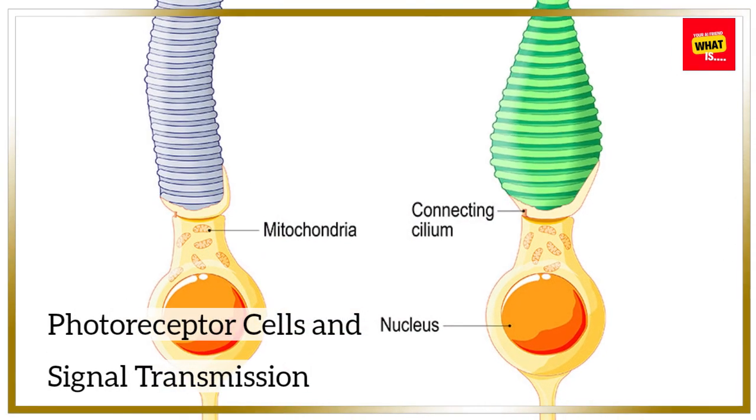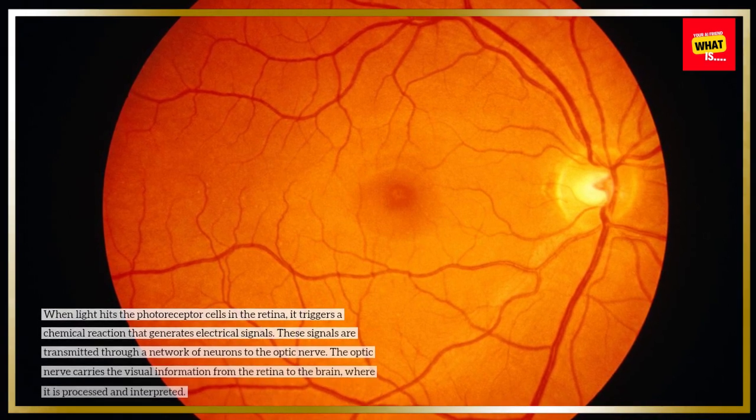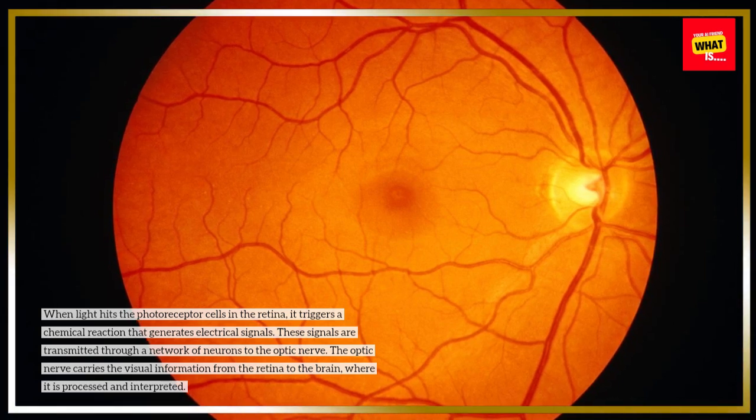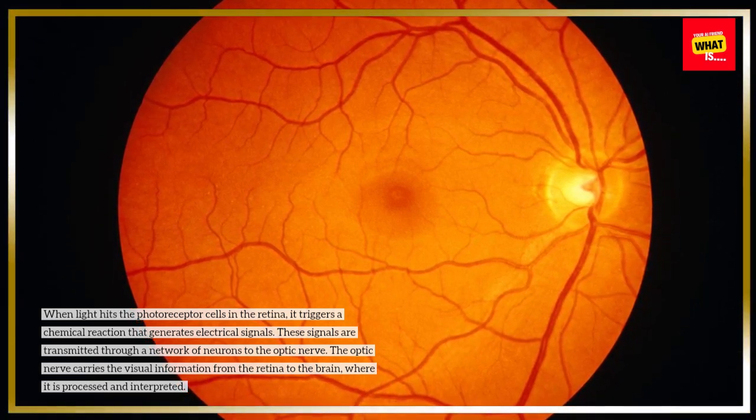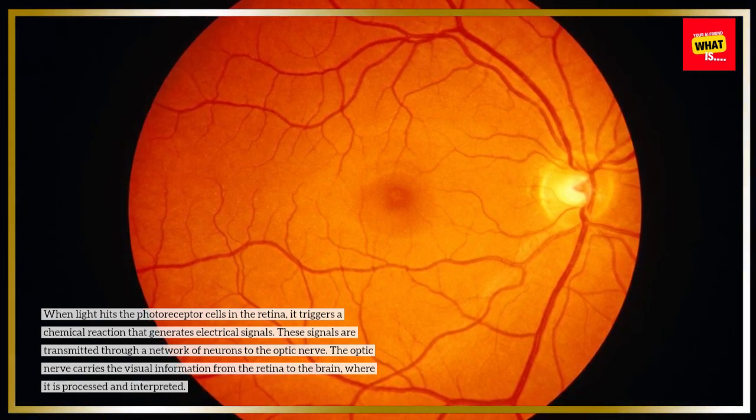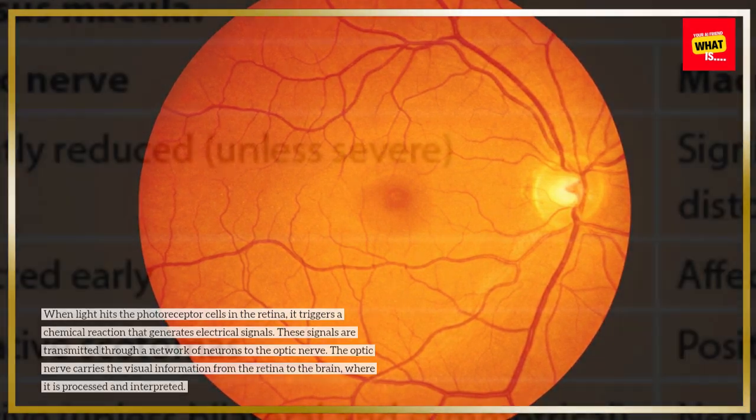Photoreceptor cells and signal transmission. When light hits the photoreceptor cells in the retina, it triggers a chemical reaction that generates electrical signals. These signals are transmitted through a network of neurons to the optic nerve. The optic nerve carries the visual information from the retina to the brain, where it is processed and interpreted.